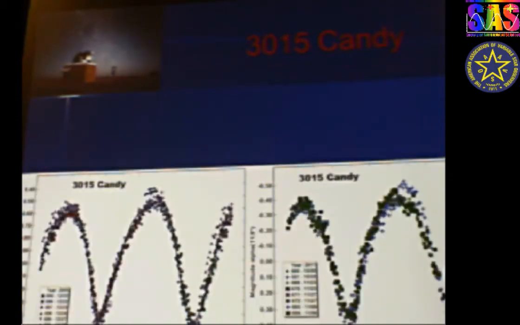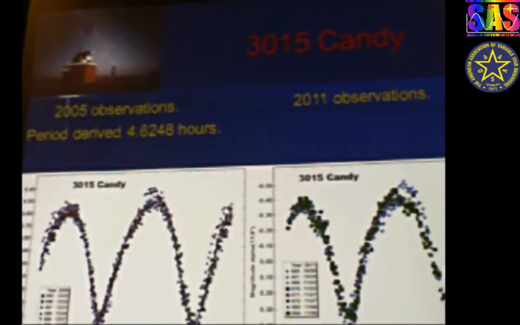And then we go to having a look at the third one, Candy. I was interested in this because, being from Western Australia, Perth Observatory, Mike Candy worked there for many years. He was a good friend of mine. So it was one of the reasons I was particularly interested in working with this one. There's the data that we got in comparing 2005 to 2011. Again, very nice, well-constrained periods. So I was thinking, hey, this is looking good.